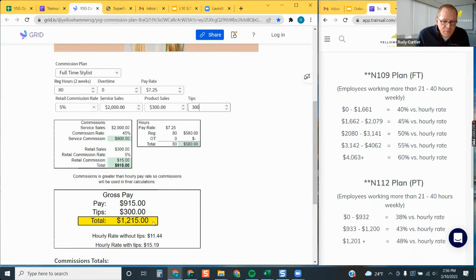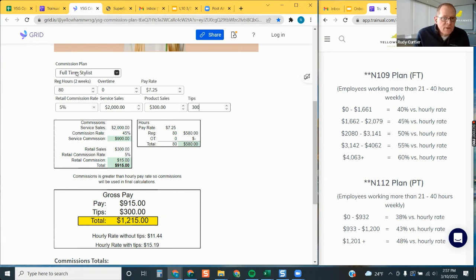The other part I love about this is we're going to add these tips in just so you have a real idea of what you're making in this environment and working in these salons. This was $915 in pay because of commissions, plus the $300 in tips, which we entered up here. That means the total earnings for the 80 hours worked of $1,215, which, with the tips in there, equates to $15.19 an hour. That's pretty cool, isn't it?